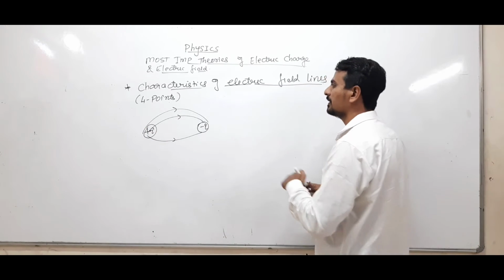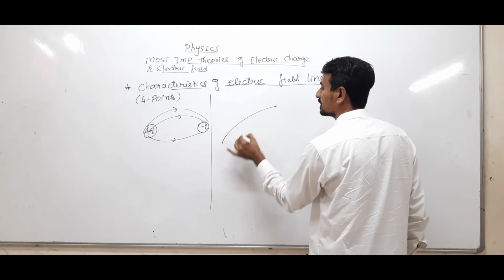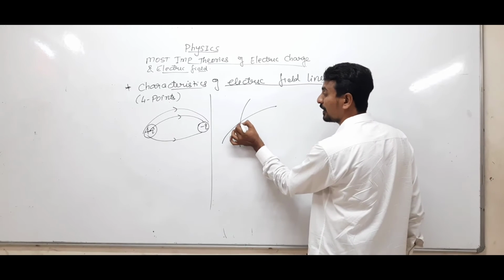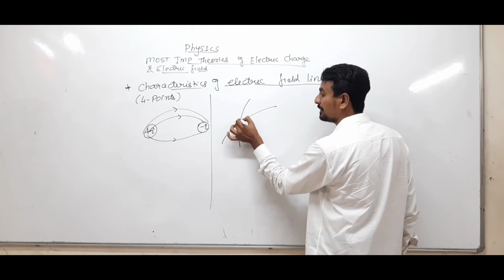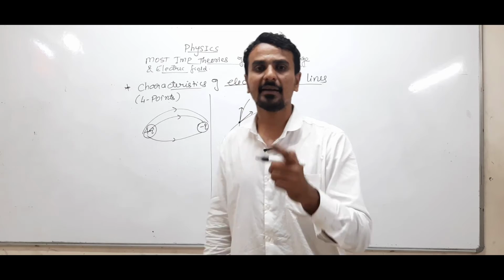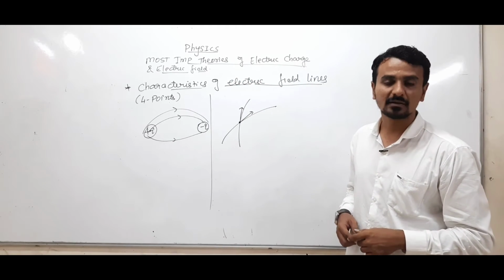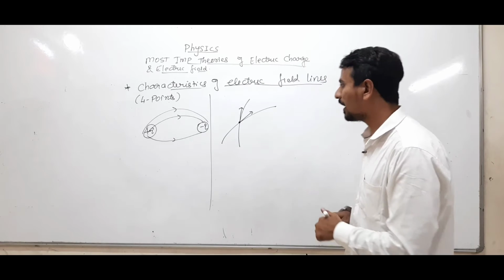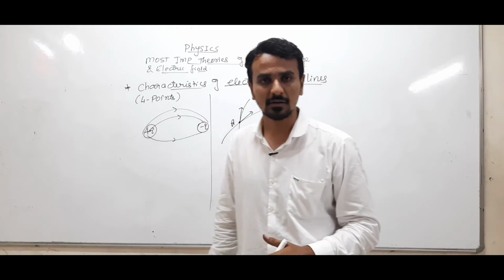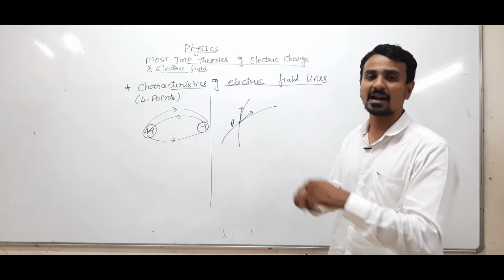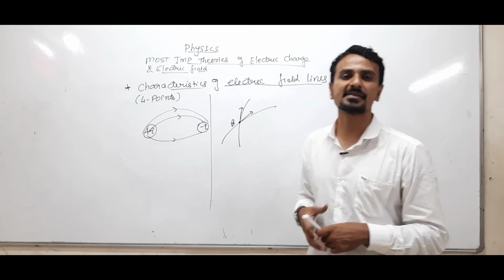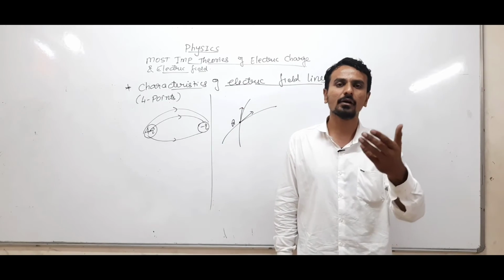Clear? Fine. Third point, two field lines will never intersect each other. If they are intersecting, then at the point of intersection, two tangents can be drawn, and tangents represent the direction of electric field. Tangent represents a direction. So from a single point, there cannot be two directions of electric field. This is not possible. So two electric field lines can never intersect each other. This will be your third point.